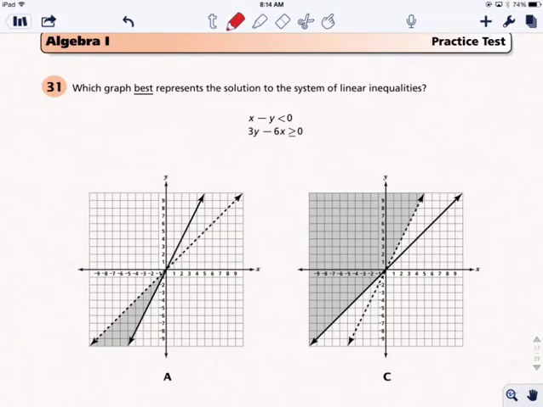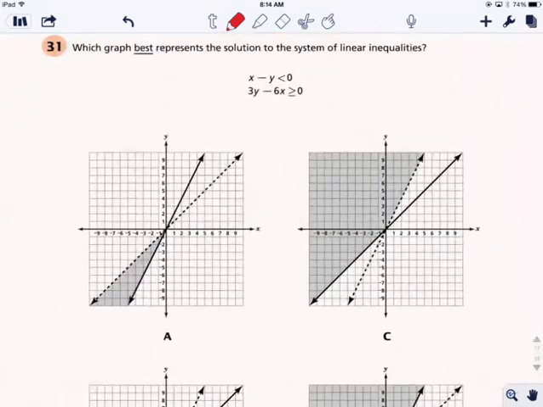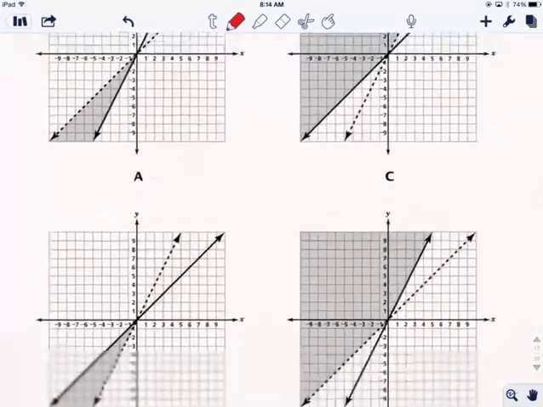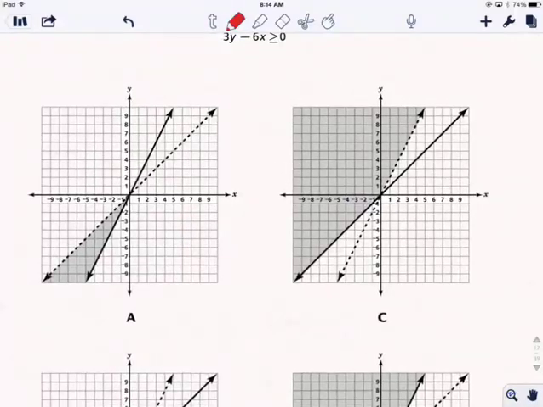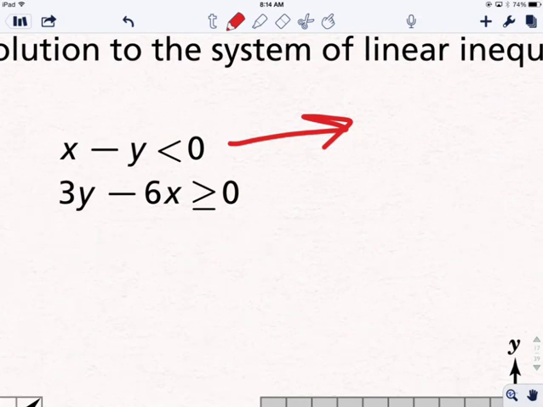Number 31, which graph best represents the solution to this system of linear inequalities? Now the first thing that you should notice is that neither of these inequalities are written in slope-intercept form. So it's kind of hard to picture what their graphs look like, right? Because all of these inequalities are drawn as lines, right? The boundaries between them are lines. So the first thing we should do is write both of these in slope-intercept form.